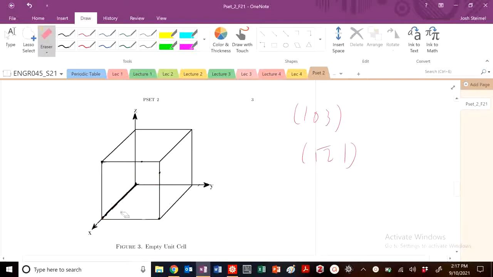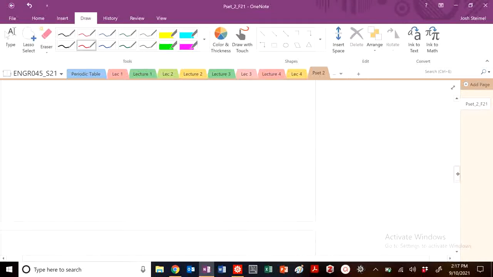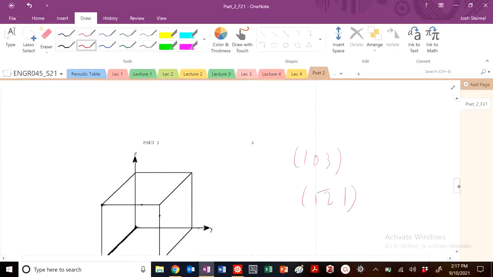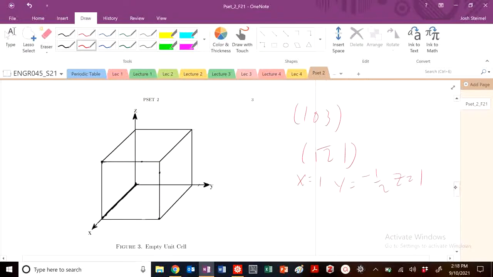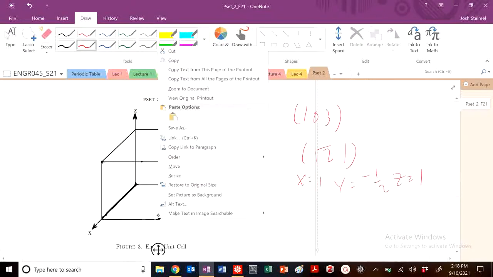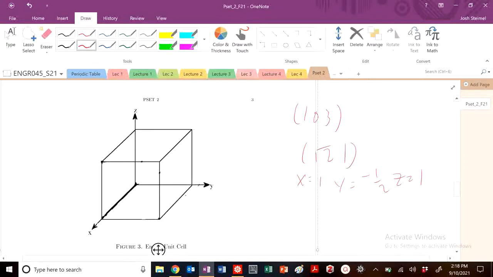Whenever I have a negative, I'm going to have to try to redefine my origin. So my intercepts are x equals 1, y equals basically minus a half, and then my z equals 1. So I'm going to go ahead and draw my origin right here. So this is my new x, this is my new y, this is my z.